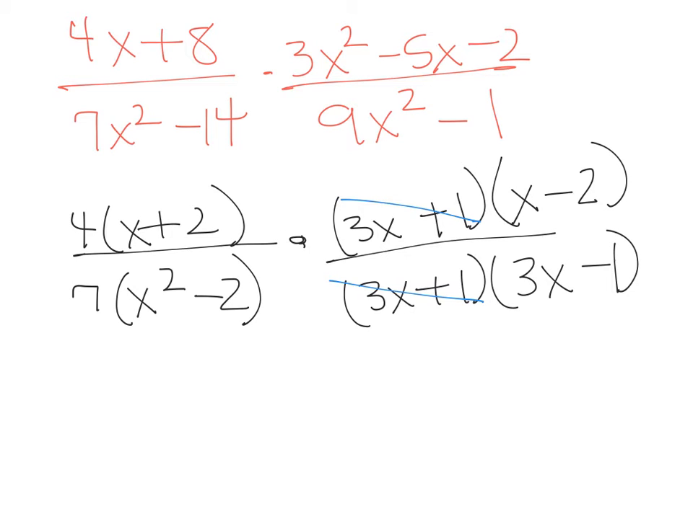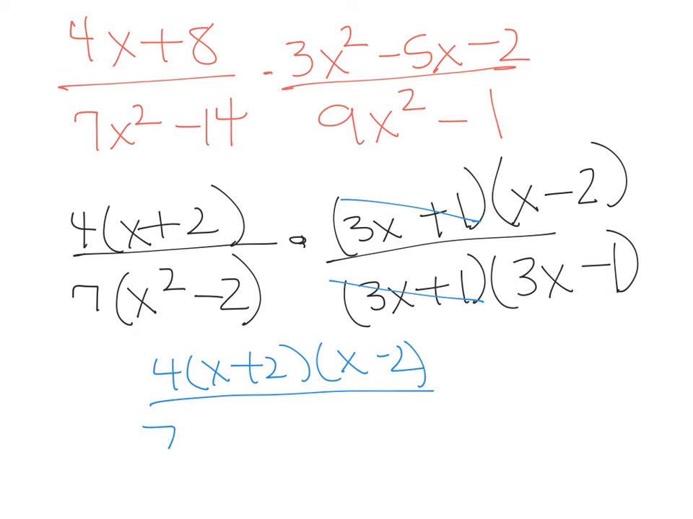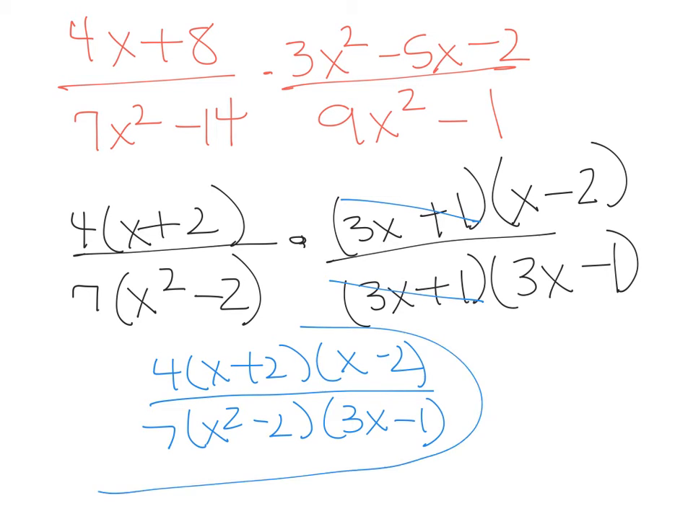That's my answer. So you could multiply it out, but you don't have to. So I would want you to write your answer as this. 4 times the quantity x plus 2 times x minus 2 over 7 times the quantity x squared minus 2 times 3x minus 1. And that's it. That's your final answer. I know it doesn't look like that's an answer, but that's it. There's nothing else I can do to it.